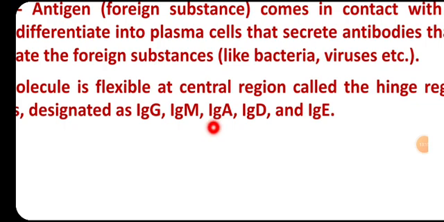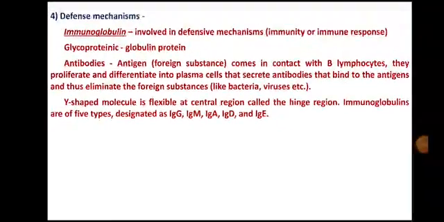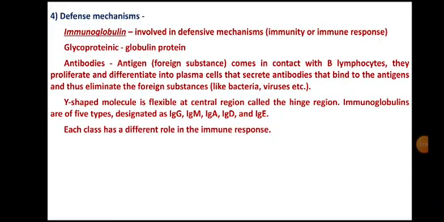Then IgA, this antibody is generally present in our secretions like nasal secretions, saliva, etc. IgD, these antibodies are produced during allergic reactions, and also IgE are produced during allergic reactions. Each class of antibody has a different role, as I mentioned.